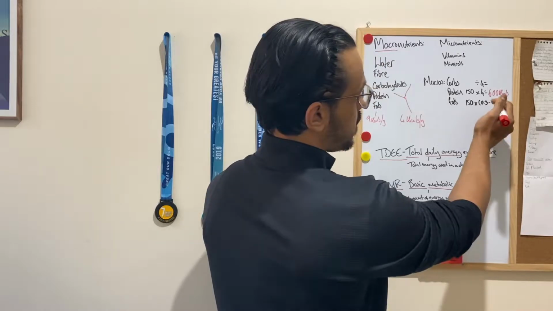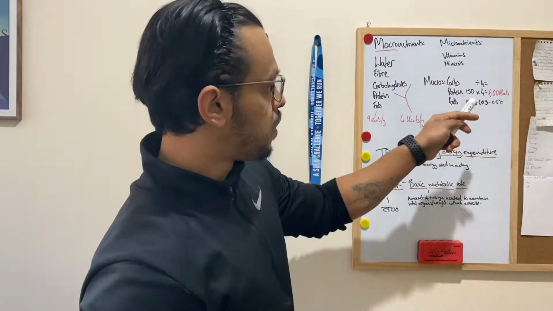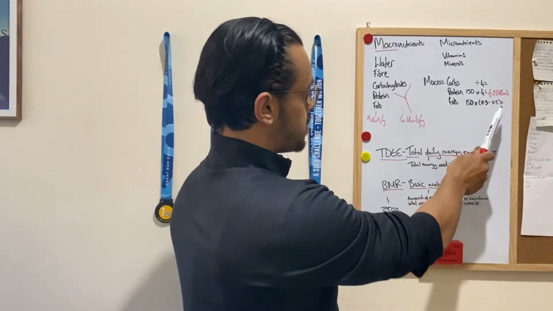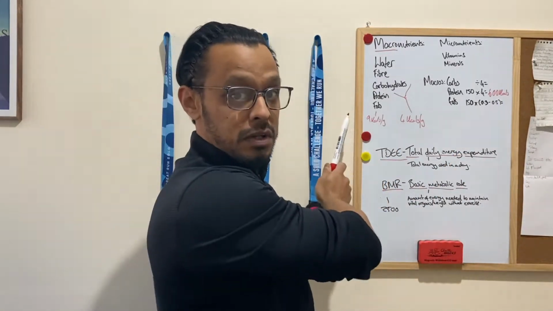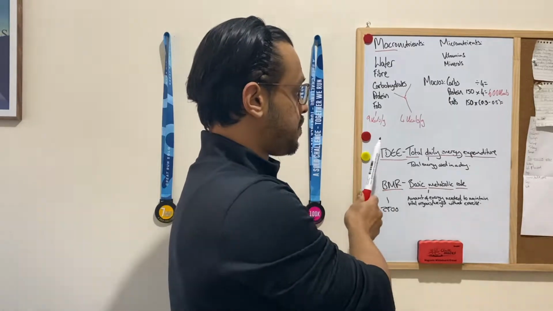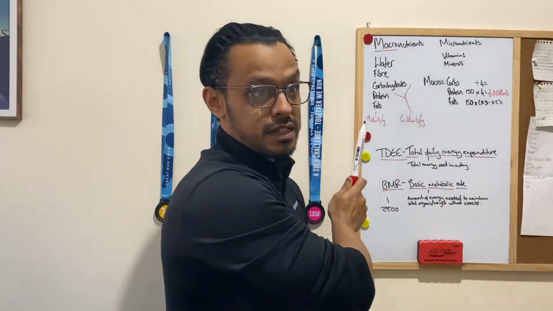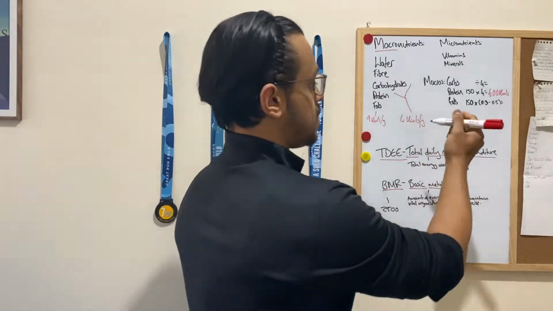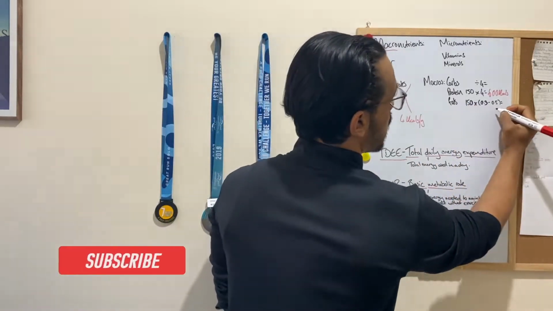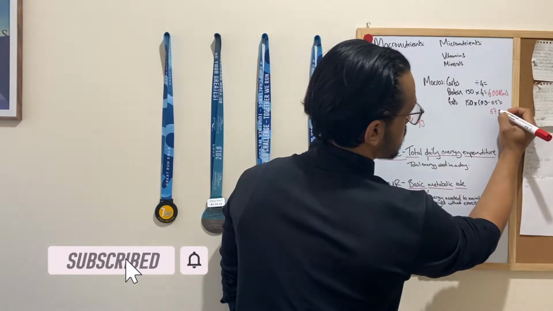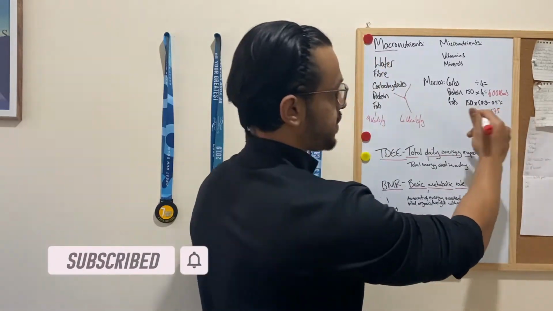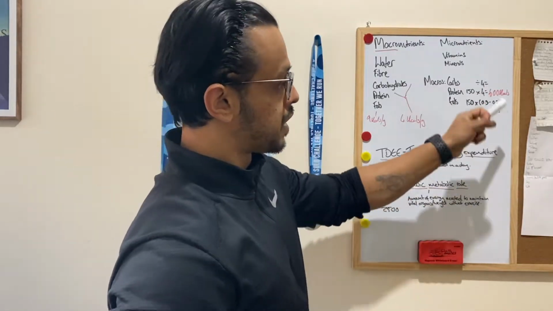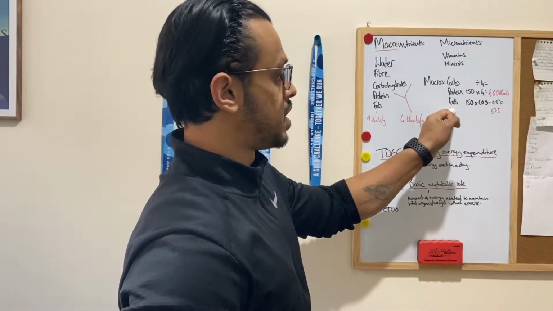So 150 times 0.5 will be 75. Now, all we do is 75 times 9, because a gram of fat is 9 calories. So 75 times 9 is 675. So 675 calories are then going to be from our fats. Okay, so that's 1275 calories that we've already made up from our protein and fats.